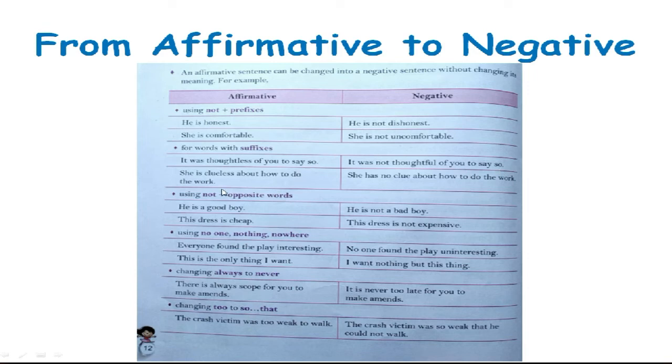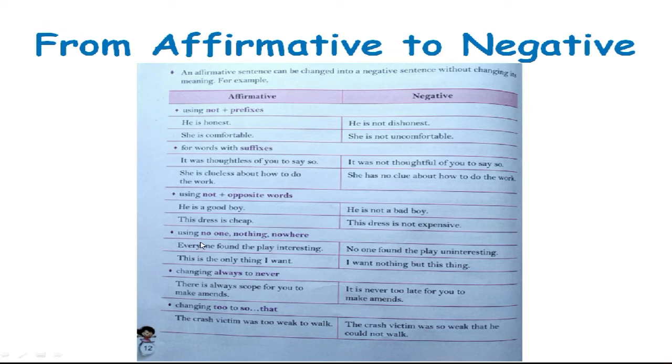Next, she is clueless about how to do the work. Again, you will use what? You will use she has no clue about how to do the work. Let's look at the next rule. Using not plus opposite words. This I have told you in the beginning. He's a good boy. I will add not plus the opposite of good, which is bad, so he's not a bad boy. The dress is cheap. What is the opposite of cheap? Expensive. Cheap means of less price. So my answer will be this dress is not expensive.